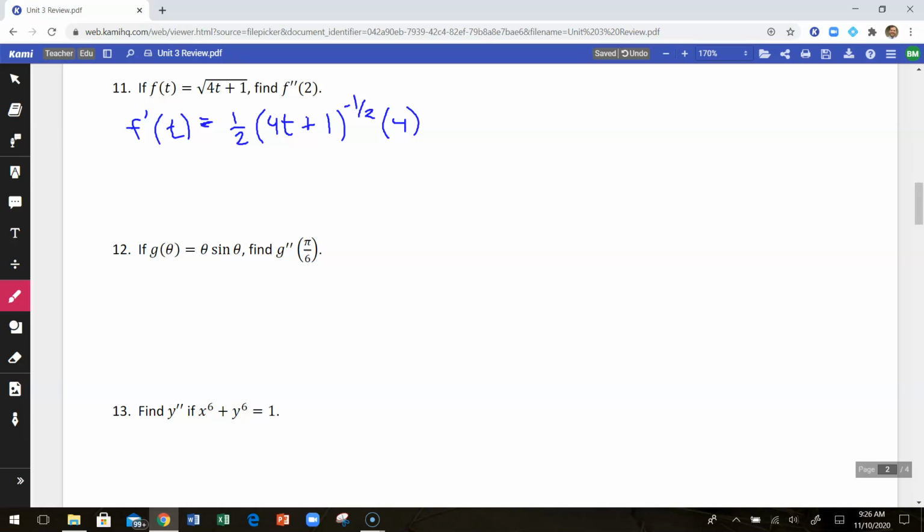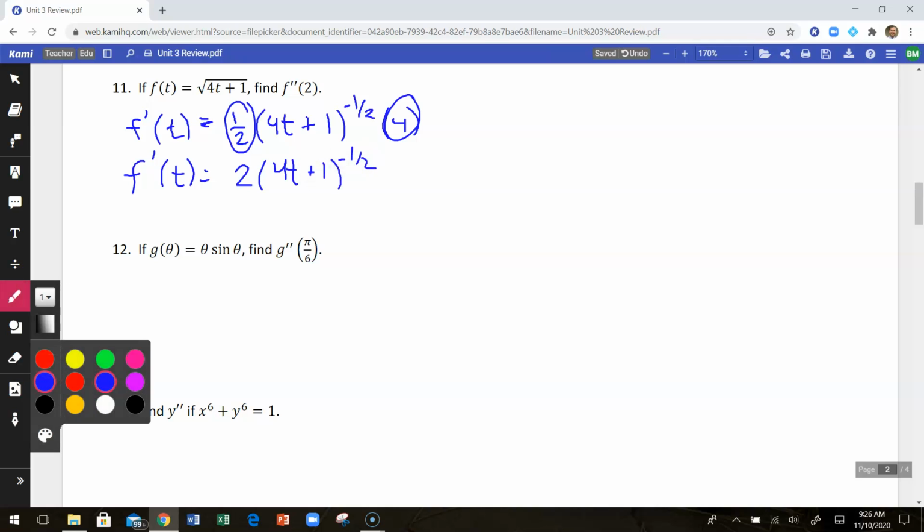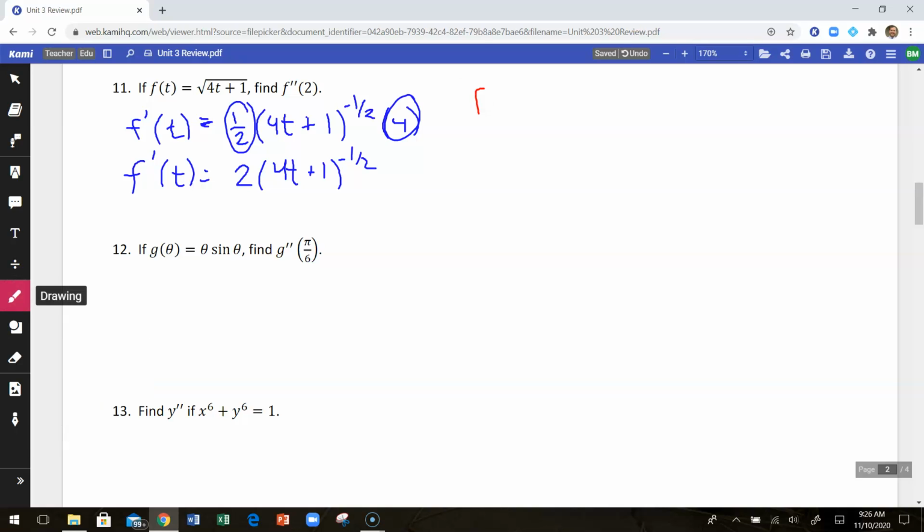So f prime is going to be, I'm going to multiply the 1/2 and the 4. So I'm going to call that 2 times 4t plus 1 to the negative 1/2 power. Now I'm going to find the second derivative, f double prime of t. And to do that, again, I'm just going to use the power rule.